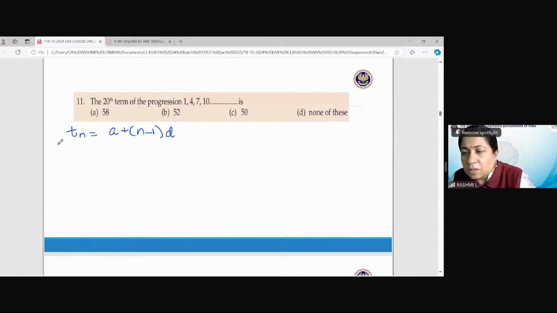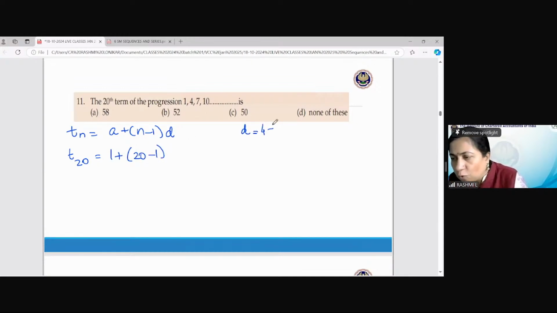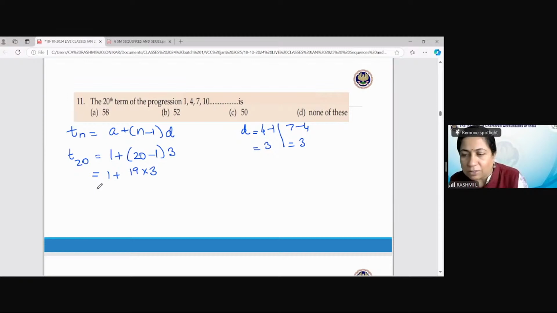Here, what is being asked? The 20th term, so I write T20. What is A? A is 1. What is N? N is 20, so 20 minus 1. And what is D? D is equal to 4 minus 1, which is 3, which is also 7 minus 4, which is 3. So I write D as multiplied by 3. I follow BODMAS: first solve the brackets, then multiply, then add. So 1 plus 19 into 3. First I multiply: 57 plus 1. The answer is 58. So the 20th term is 58. Yes, Pavan, correct.